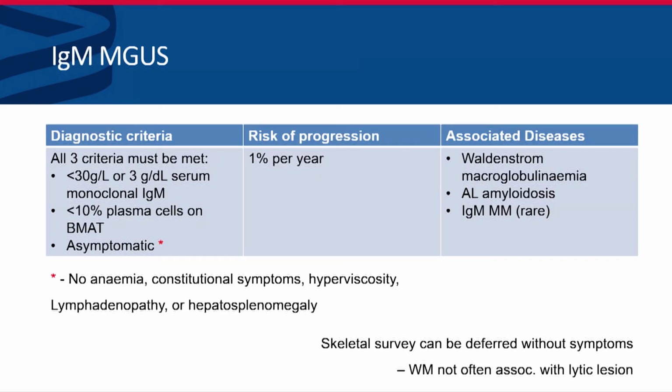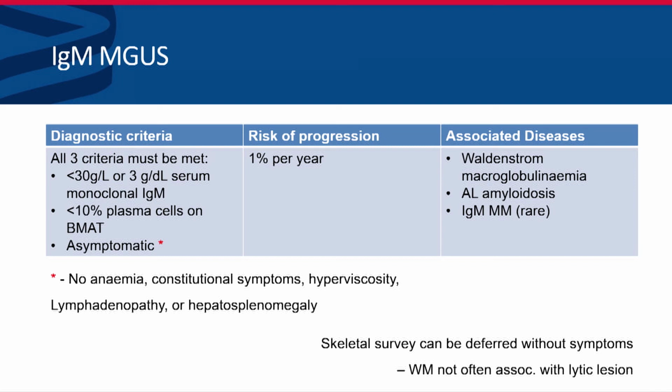So IgM, again, the really large protein. If these plasma cells or lymphoplasmacytic cells are producing this very heavy protein, these guys, if you pick them up, have the risk. It's 1% per year, so it's not often, but it's 1%. They'll be at risk of Waldenström's. Again, it's quite a rare disease, but the definition of MGUS is they don't have any symptoms. So there's no anemia, no constitutional symptoms.